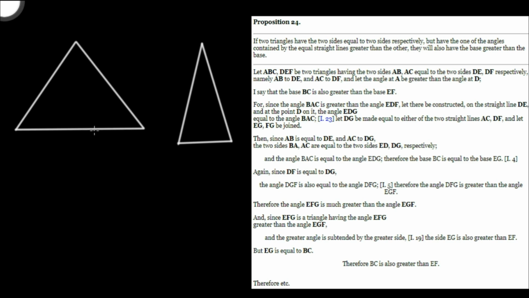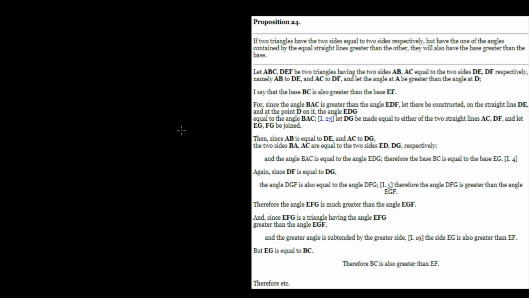He's saying that if we have two triangles, here and here, let's say this side is equal to this side, and this side is equal to this side. He's saying that with respect to this other triangle, if this angle right here is greater than this one, then it follows that this side is greater than this side. So that's the claim. And now let's check out the setup.